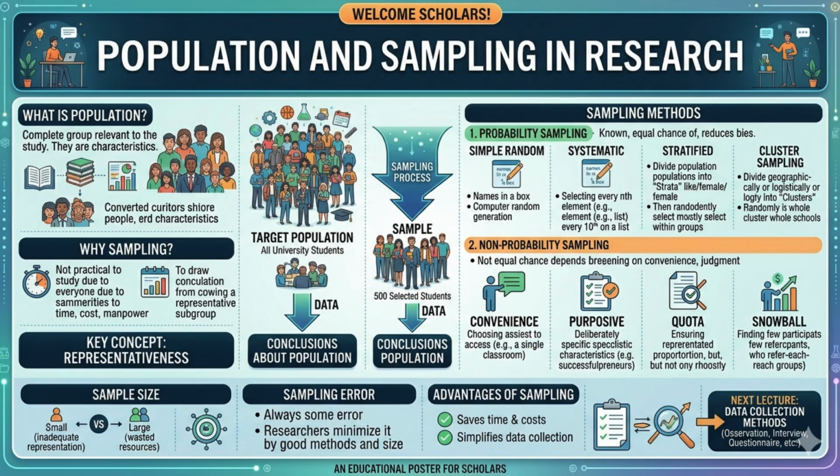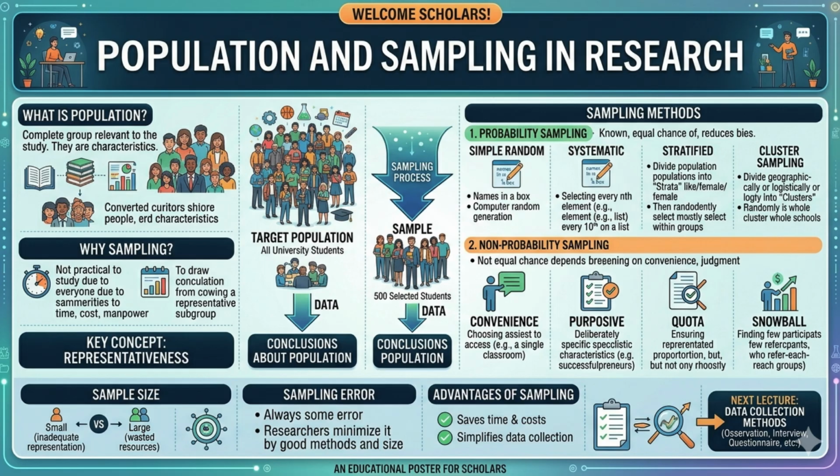To understand sampling properly, we must first understand the concept of population. In research, the term population does not necessarily refer to the entire population of a country. Instead, population refers to the complete group of individuals, objects, events, or units that share certain characteristics and are relevant to the research study. For example, if a researcher wants to study the academic performance of undergraduate students at a university, all undergraduate students enrolled at that university constitute the population.